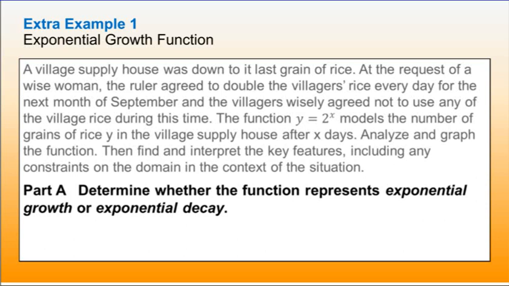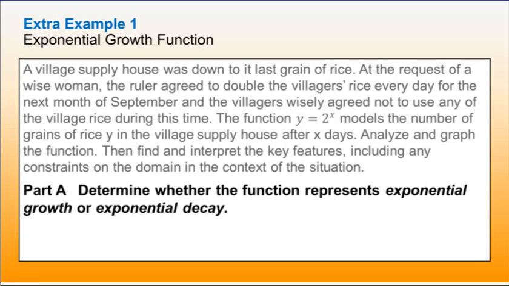Another one, for example: a village supply house was down to its last grain of rice. At the request of a wise woman, the ruler agreed to double the villagers' rice every day for the next month of September, and the villagers wisely agreed not to use any of the village rice during this time. The function y equals 2 to the x power models the number of grains of rice in the village supply house after x days. Analyze and graph the function, then find and interpret the key features, including any constraints on the domain in the context of the situation.